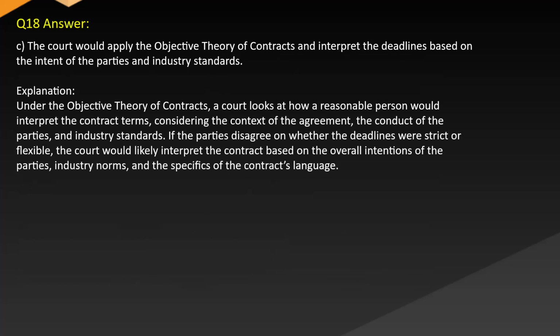Answer: C. The court would apply the objective theory of contracts and interpret the deadlines based on the intent of the parties and industry standards. Explanation: under the objective theory of contracts, a court looks at how a reasonable person would interpret the contract terms considering the context of the agreement, the conduct of the parties, and industry standards. If the parties disagree on whether the deadlines were strict or flexible, the court would interpret the contract based on the overall intentions of the parties, industry norms, and the specifics of the contract's language.